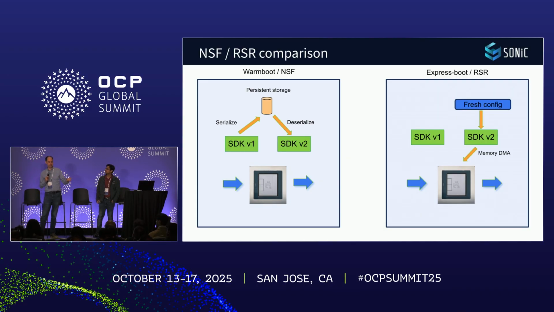So an example is after a warm boot NSF, you might present to the upper layer the exact same ACL tables that the first version had. So taking a single feature example there, you've presented a single set of ACL tables the first version had.